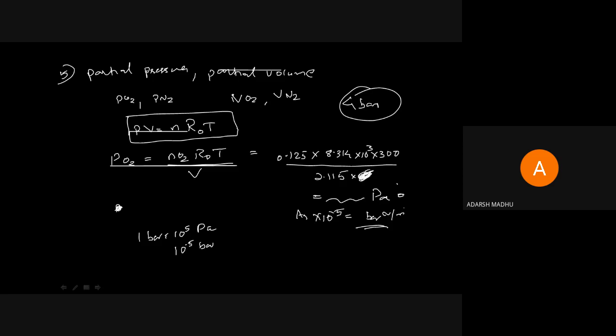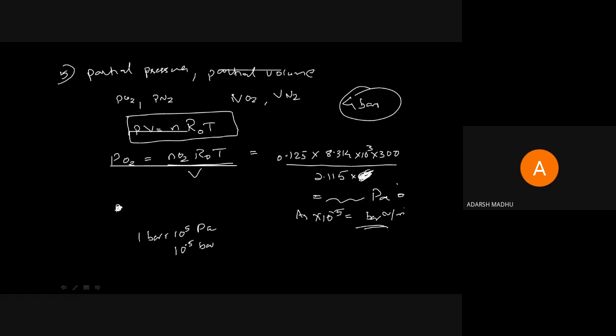Whether it is Pascal or bar, don't forget the unit. Please write down the correct unit. That is the only thing you need to follow. You can use any unit, but you want to write the correct unit. Here we will get the value in Pascal. To convert it into bar, you just multiply that value by 10 raised to minus 5.